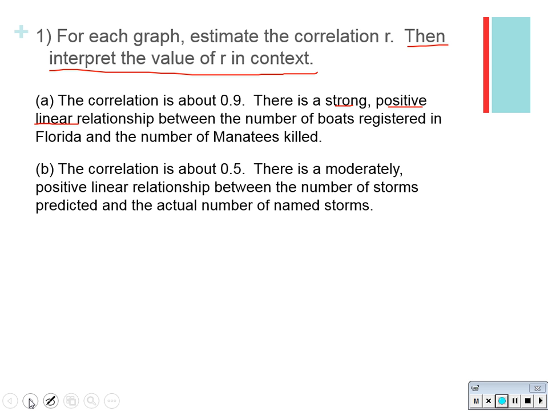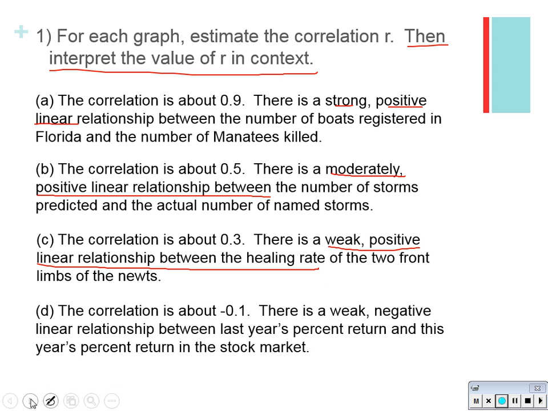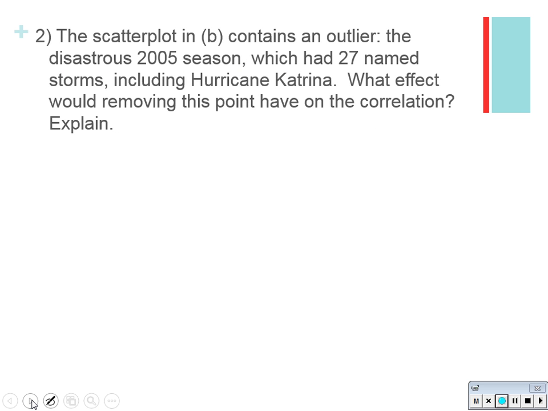So for that, we would say that there is a moderately positive linear relationship between the number of storms predicted and the actual number of named storms. For part C, correlation is maybe around 0.3. Because of that, we would say that there is a weak positive linear relationship between the healing rate of the two front limbs of the newts. And then for part D, correlation is roughly around negative 0.1. So we would say that there is a weak negative linear relationship between last year's percent return and this year's percent return in the stock market. So that was the first question.